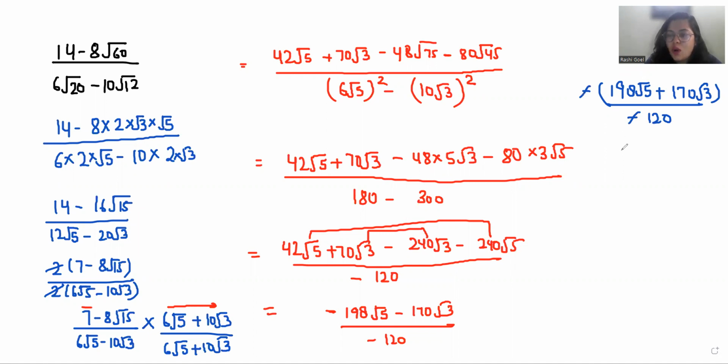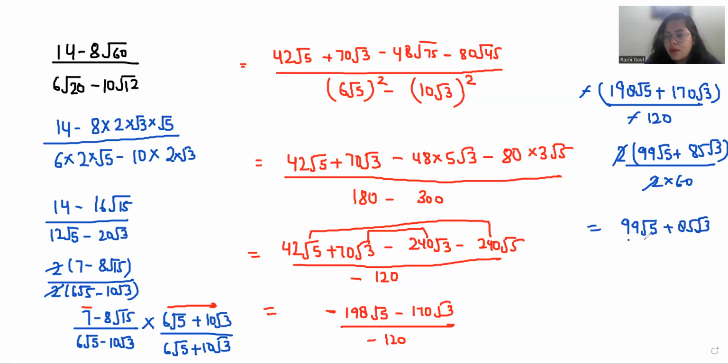If I take 2 common from numerator and denominator, it becomes 99 root 5 plus 85 root 3 by 2 times 60. So the final answer is 99 root 5 plus 85 root 3 by 60. So that's how we can eliminate the root from the denominator.